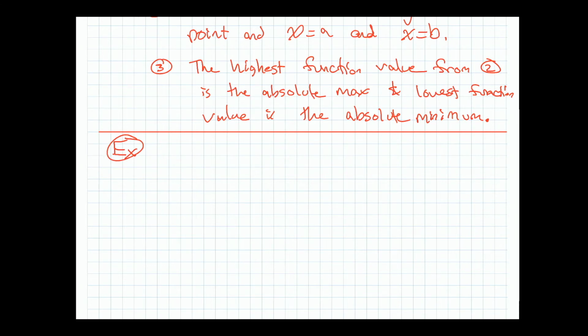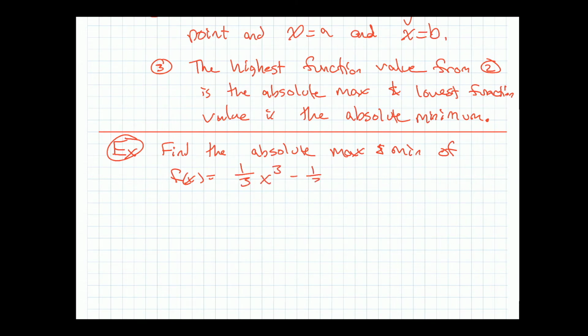So we're going to try to do this. I'm going to say find the absolute max and min of f of x equals 1/3 x cubed minus 1/2 x squared on the interval 0 to 2. There's my problem.